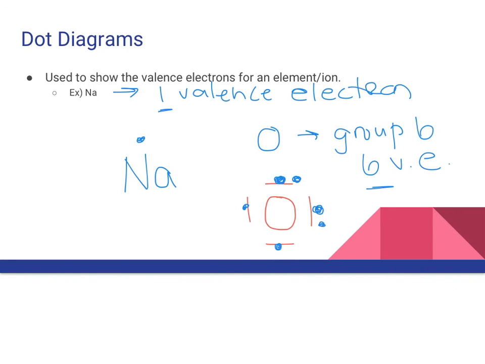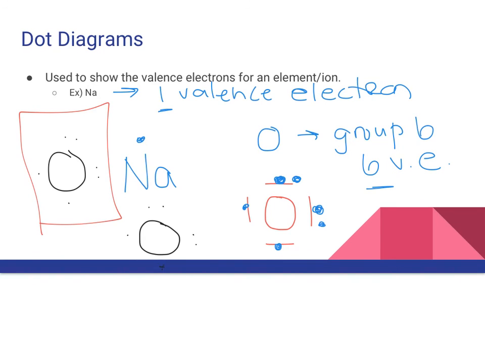So without the lines, the dot diagram for oxygen would look like this: 1, 2, 3, 4, 5, 6. This one down here is a little hard to see, so let me try it again: 1, 2, 3, 4, 5, 6. So my dot diagram for oxygen shows the total number of valence electrons, which again is 6. There was a lot that was covered in this video.